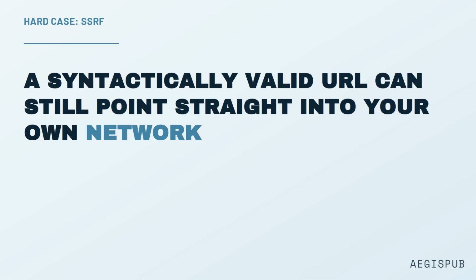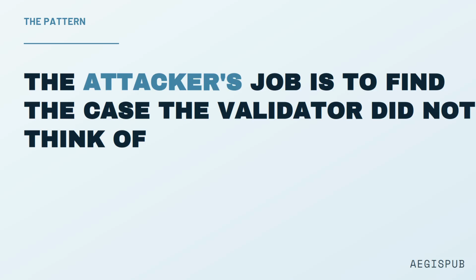These hard cases share a common pattern. The validation logic was written with the known attack surface in mind, and the attack came from a direction the validator did not consider. This is not a failure of effort. It is an inherent property of blacklist-based and pattern-based validation. The attacker's job is to find the case the validator did not think of. The defender's job is to reduce the number of such cases by using whitelisting, parameterization, output encoding, and defense in depth, making the cost of finding the unhandled case high enough that it is not worth the attempt.